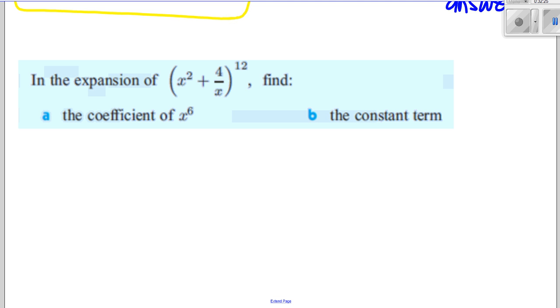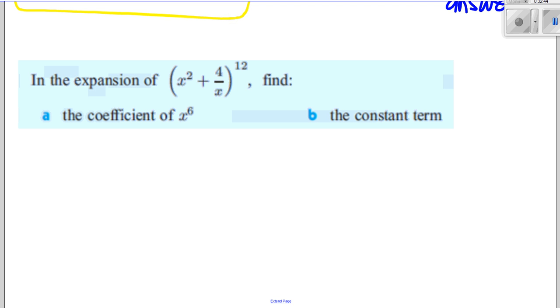Here we go. In the expansion of this, let's keep going. We've still got like 20 minutes. Let's try to knock some more down. Okay, so in this expansion, we've got x squared and then x here. So again, it's a bit trickier. Find the coefficient of x to the power of 6. And there's a special strategy I'm going to show you that does that.